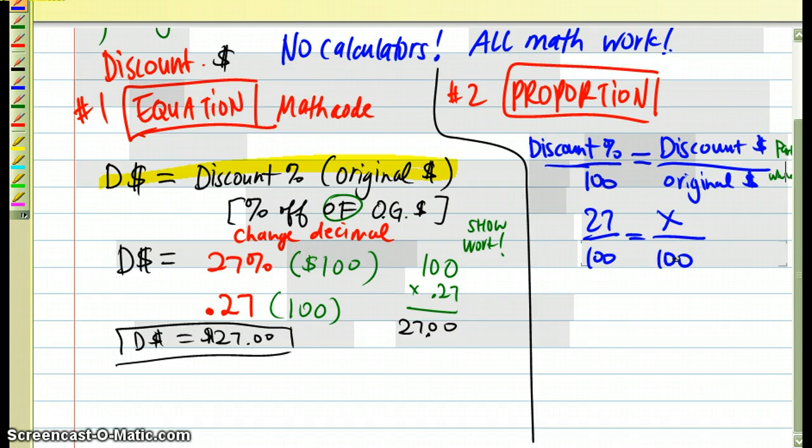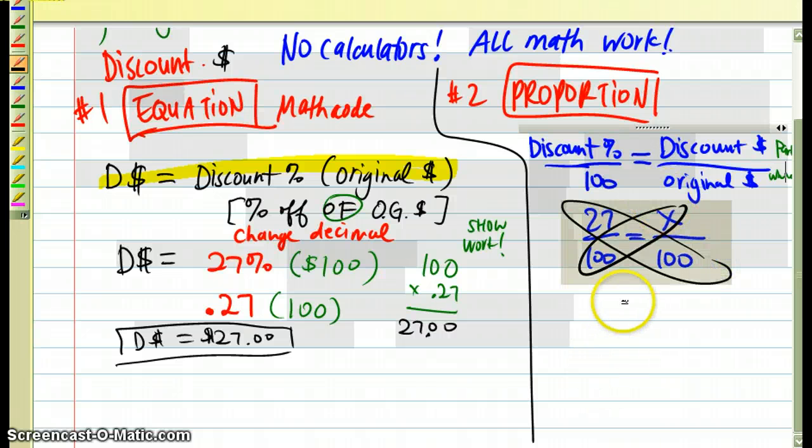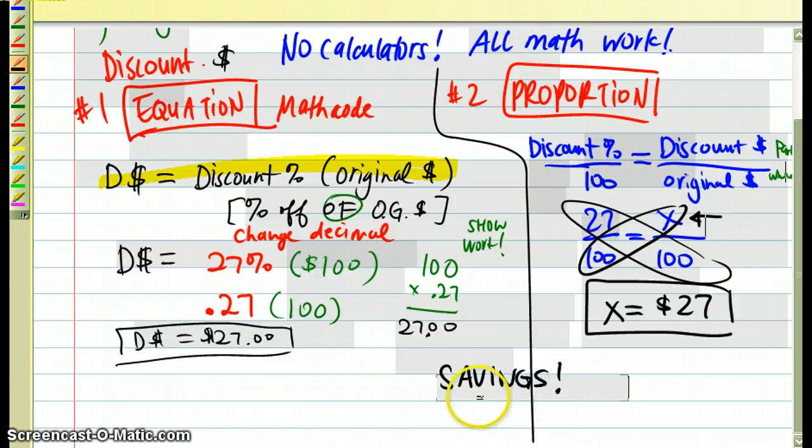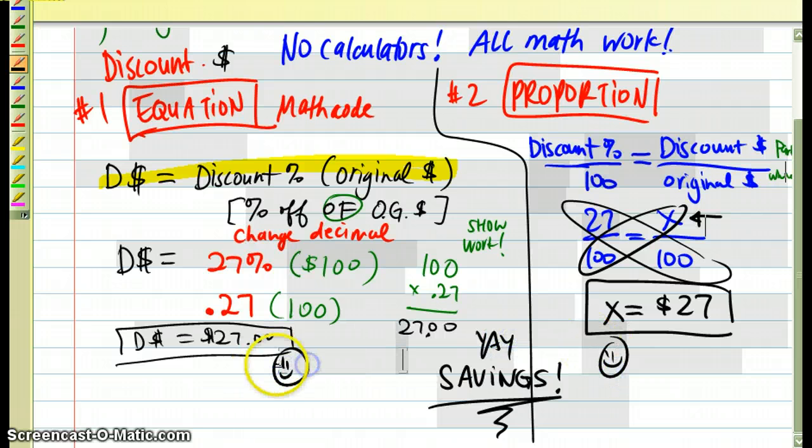Okay, and you can see that in a proportion, this is really a direct relationship. The missing piece here, I mean, I could go ahead and cross multiply. Of course, this is a very obvious answer. X is definitely going to be $27. And so it has to be 27 because 27 over 100 has to equal 27 over 100. So my answer again is $27. Is actually the savings also known as your discount price. Yay. It's good to save $27. It's quite a bit.